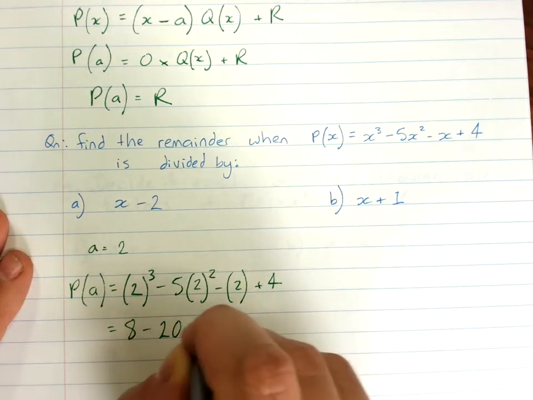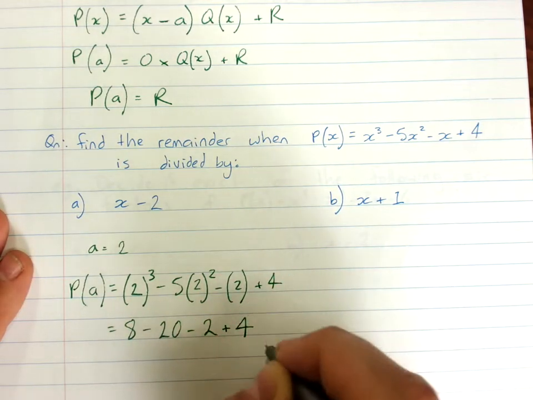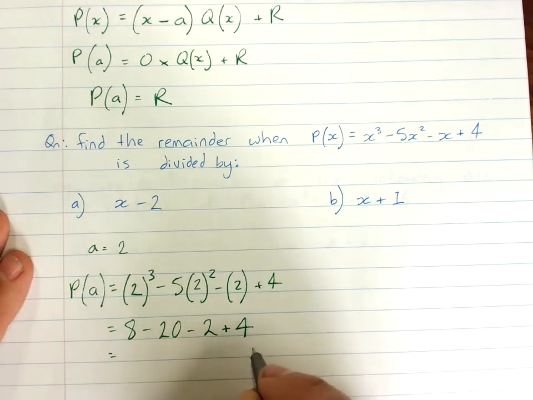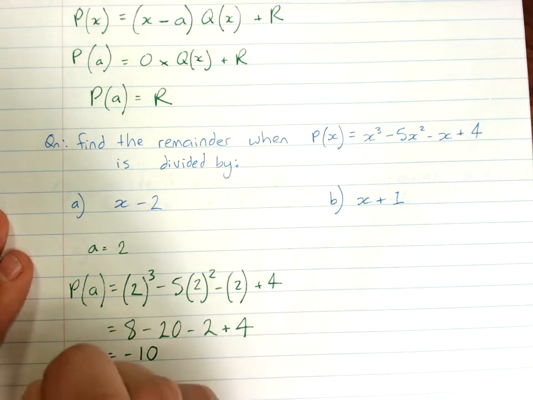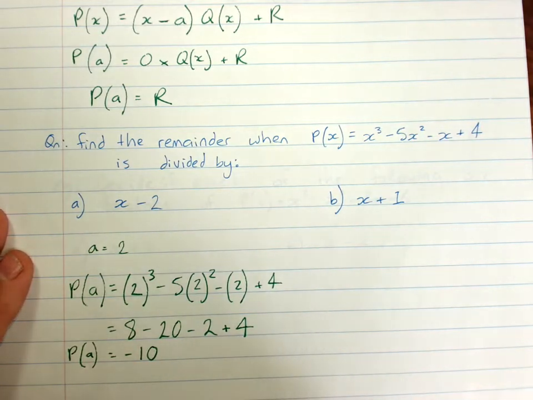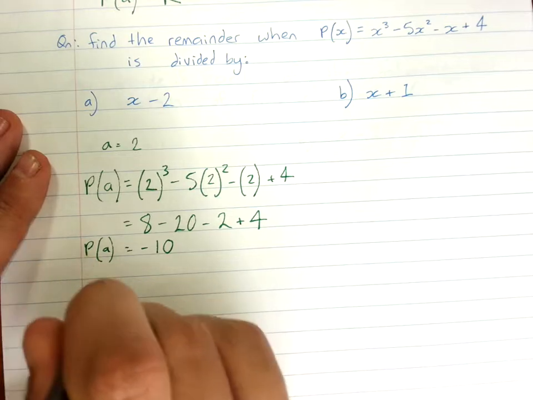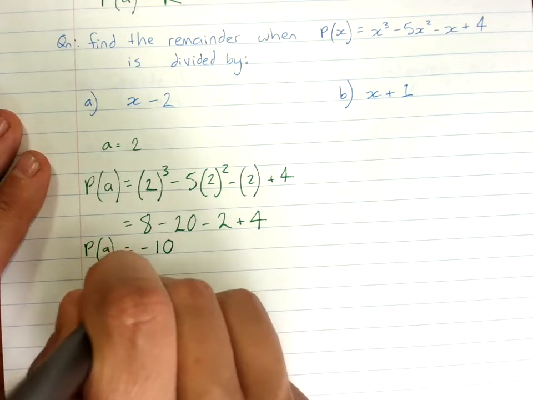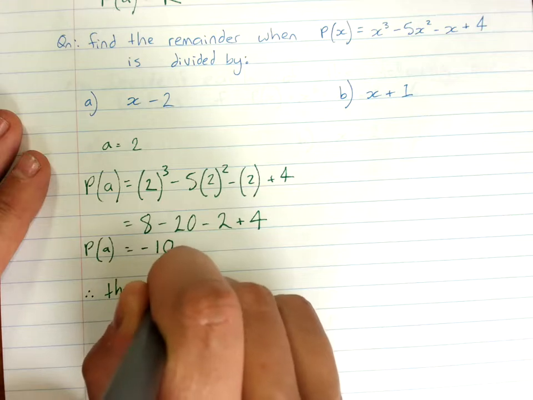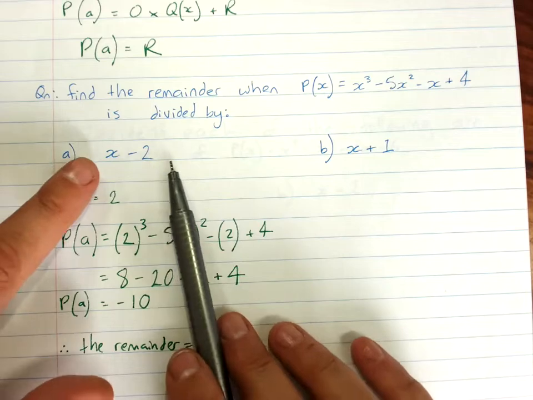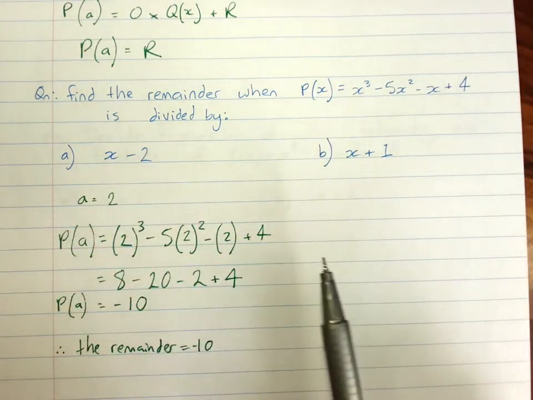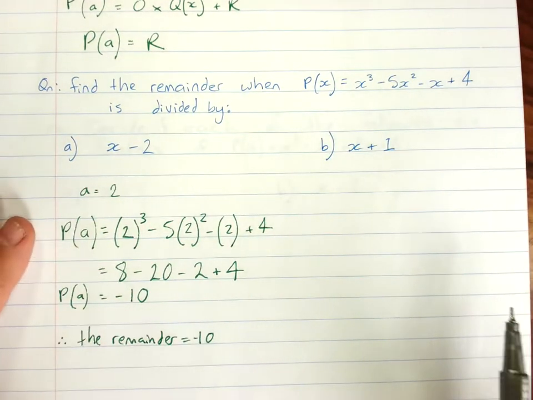8 minus 20 minus 2 plus 4 equals negative 10. So evaluating the polynomial for a gives us negative 10. Therefore, the remainder is negative 10. And we could check that if we wanted by dividing this into that polynomial and checking that we got the remainder.